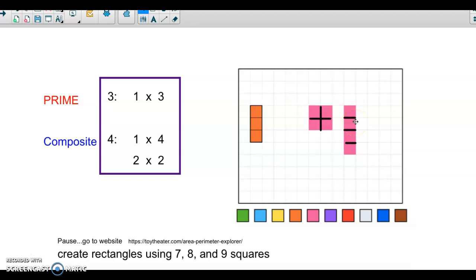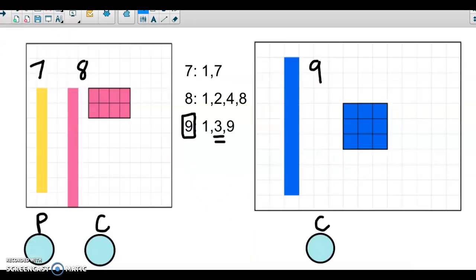I'm going to have you pause now and go to Google Classroom. Leave this video up, and there's a website called Toy Theater, and you're going to create rectangles using 7, 8, and 9 squares. This will probably take you 3 to 5 minutes. I'm going to show you the next page so you know what I'm thinking you'll do. You'll take 7 tiles, 8 tiles, and 9 tiles. I couldn't fit it all on one screen, so you can just do it that way. When you're ready, resume the video.